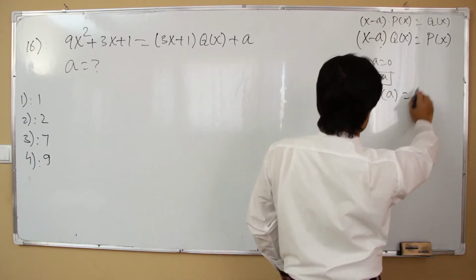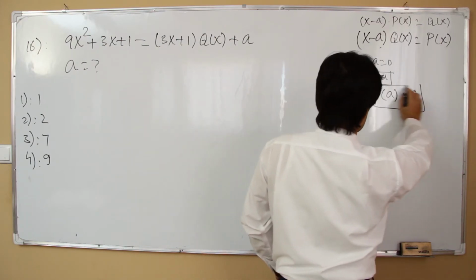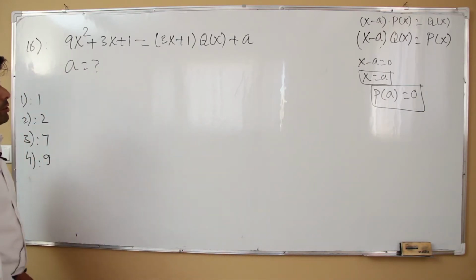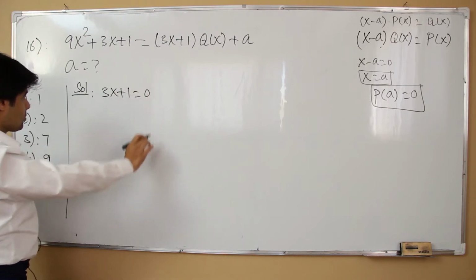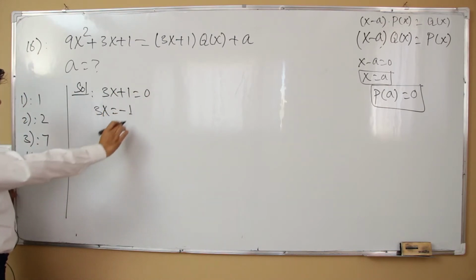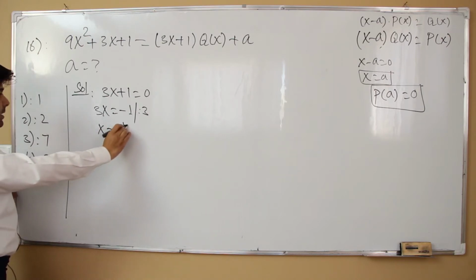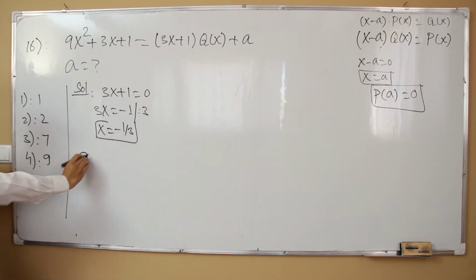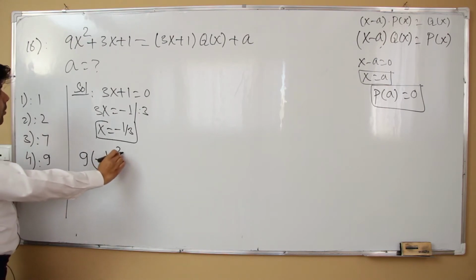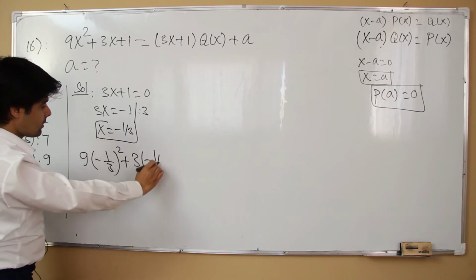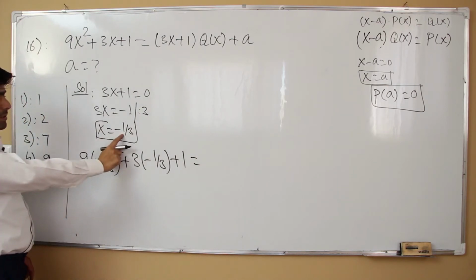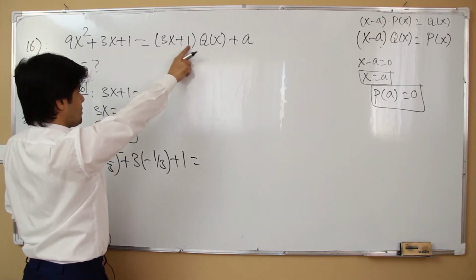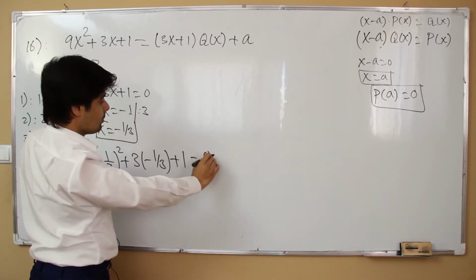So pa instead of x, pa is getting 0. Use this formula, you will find the a value. What do I mean? I mean 3x plus 1 is equal to 0, so 3x is equal to minus 1. Divide both sides by 3, x is minus 1 divided by 3. Now 9 instead of x, minus 1 divided by 3 whole square plus 3 times minus 1 divided by 3 plus 1 is equal. Instead of x, if you put minus 1 divided by 3, 3 with 3 is cancelled, minus 1 plus 1 is 0, 0 times this one, it's 0 plus a.